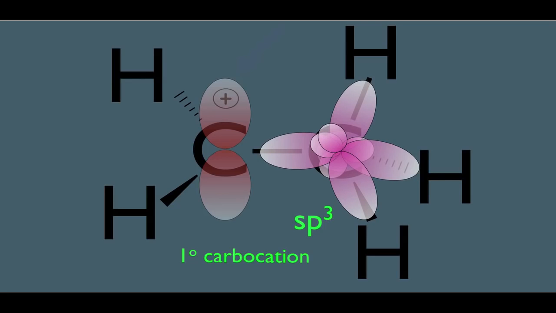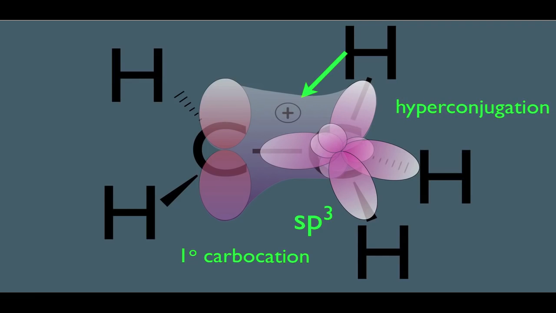But what I want you to focus on here is the fact that the empty p orbital would be parallel to one of the sp3 orbitals of the carbon on the right. And because of this, they're able to make a connection to each other like this. And what that effectively does is help spread that positive charge, or delocalize it, so that the average positive charge would be right here between the two carbons. These orbitals connecting to each other is called hyperconjugation.